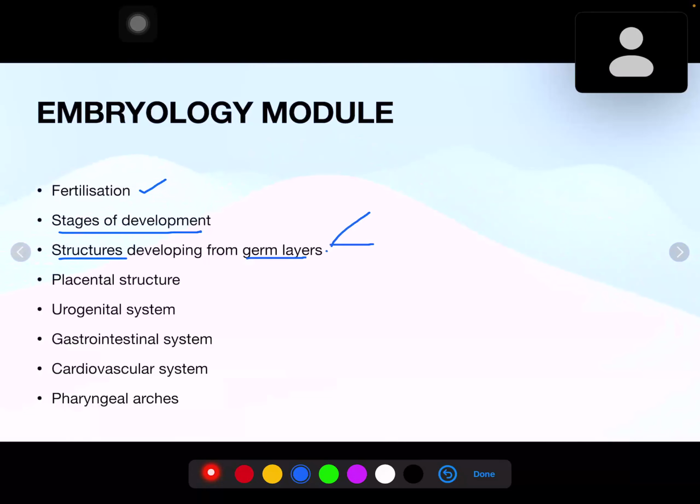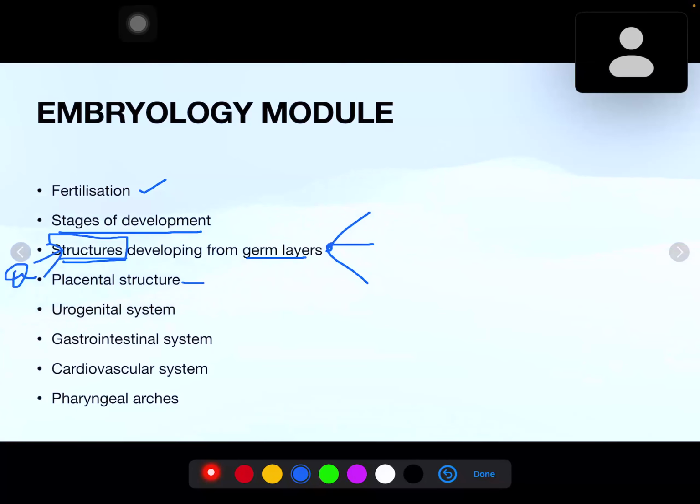You all have known the 3 germ layers: ectoderm, mesoderm, and endoderm. This is a very important topic. You cannot skip these structures developing from germ layers. Okay, you may get 2 questions in every exam. You must get 1 or 2 questions. Okay, you have to remember these.